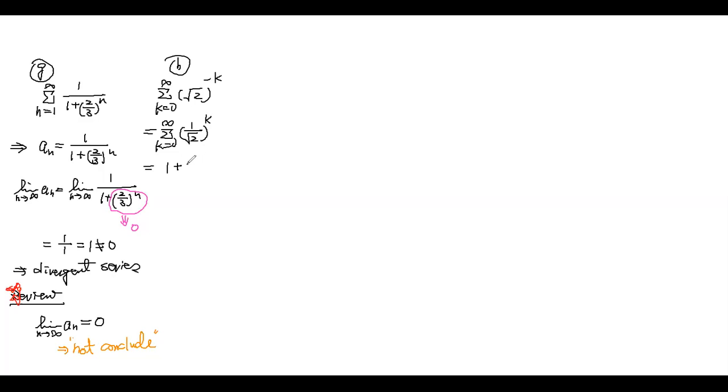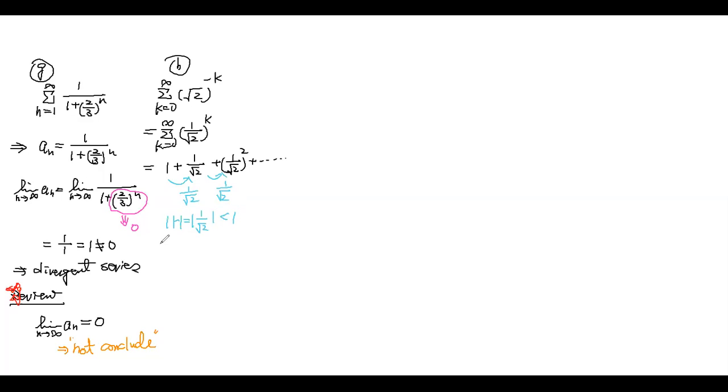K equal to 1 is 1 over square root of 2. K equal to 2 is 1 over square root of 2 to the square. K equal to 3 is 1 over square root of 2 to the third. So as you can see, from here to here, they have a fixed ratio. Here it is 1 over square root of 2. So I know what type of series this is. This is a geometric series, right? So the R here is 1 over square root of 2, so the absolute value of R is less than 1.